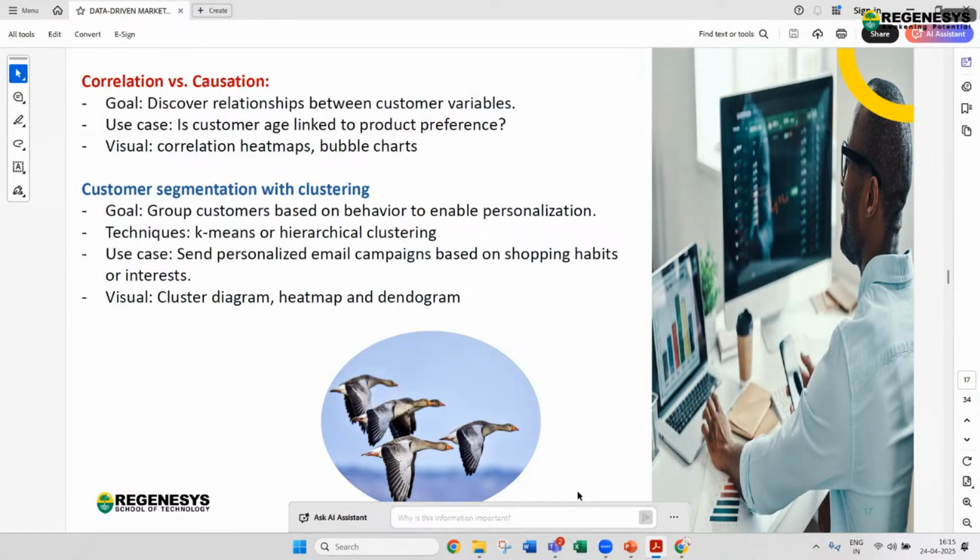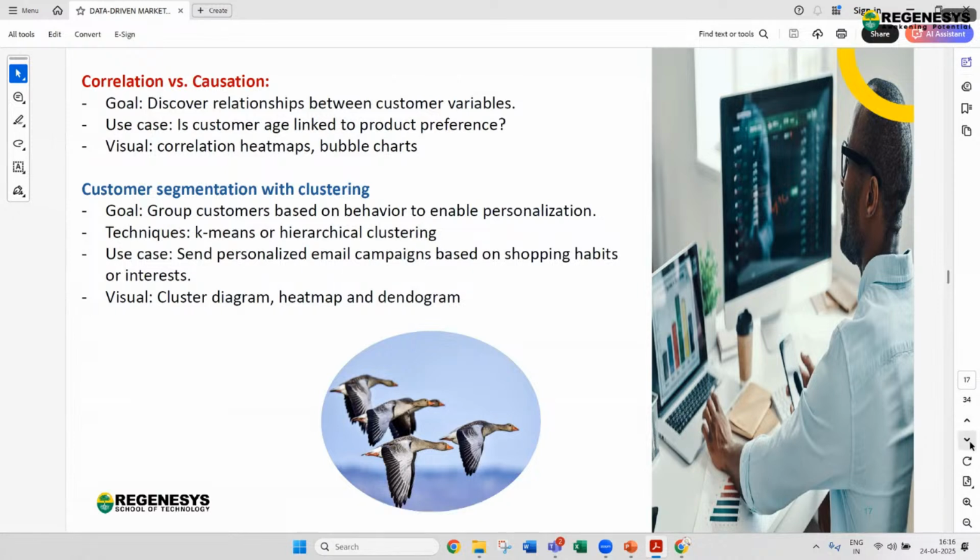And customer segmentation with clustering. This is a group of customers with the same type of behavior. When we group them together, we can make use of the clustering technique. There are different models, but the main model is k-means. The main technique which is used for clustering is k-means, and there is also hierarchical clustering.